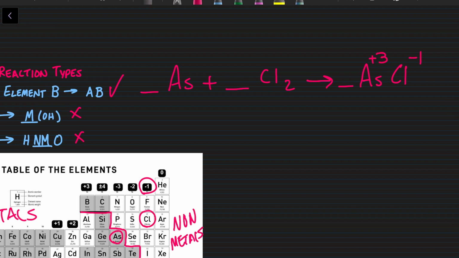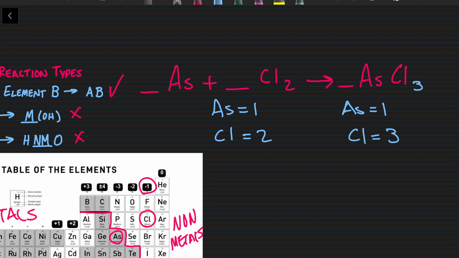So we're going to crisscross both of these. That 3 is going to go in front of the chlorine, and then that 1 in front of the arsenic. So we would just write it like this, the 3 in the front. And I'm going to erase that 1 because it's redundant. Next, I just got to make sure that these are balanced out. So I'm going to check on what I have on each side as far as atoms. So for arsenic, I have 1, chlorine, I have 2. On the right side, I have 1 arsenic and 3 chlorines.